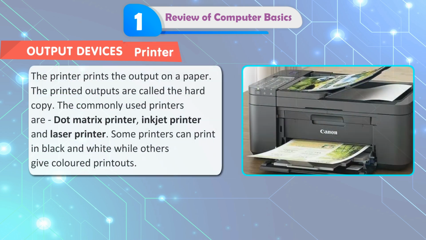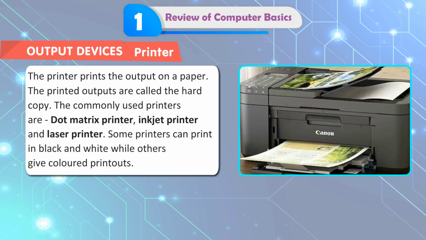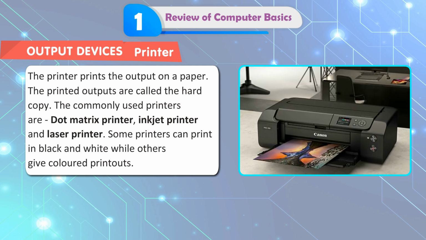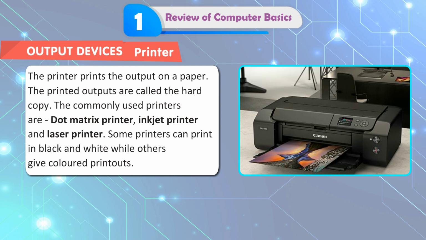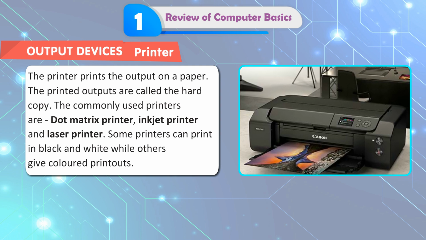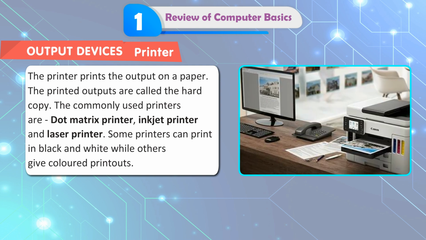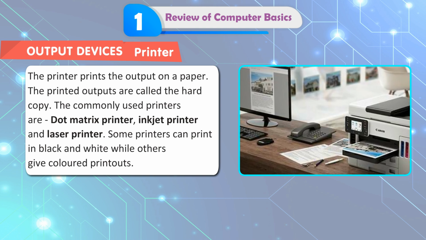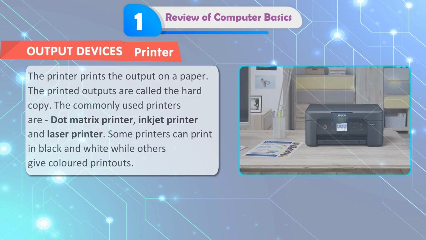Printer. The printer prints the output on paper. The printed outputs are called the hard copy. The commonly used printers are the dot matrix printer, inkjet printer, and laser printer. Some printers can print in black and white, while others give colored printouts.